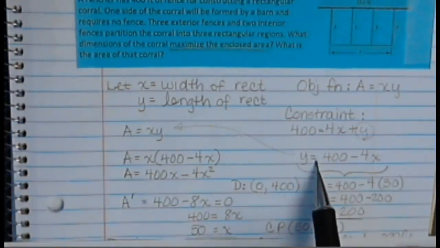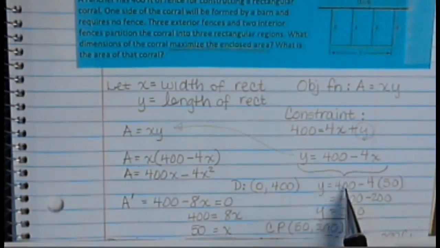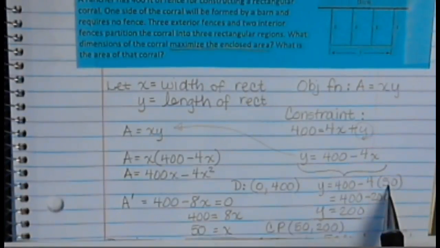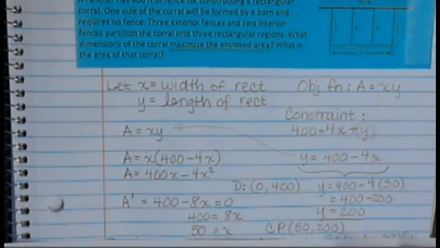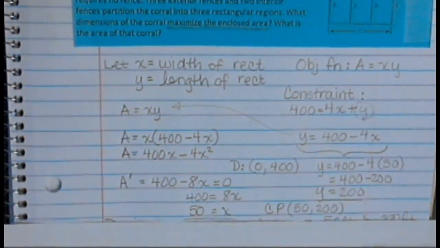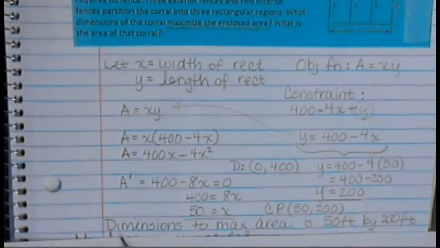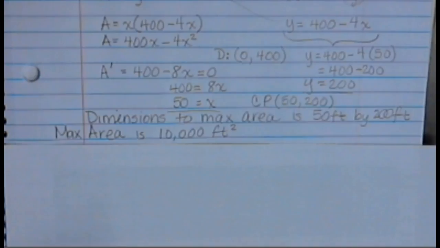So we're going to plug that into our y equation. So here we are plugging it in. y is equal to 400 minus 4, instead of x I'm going to put 50, and solve for y. y is 200. Remember, x comma y is our point, our critical point. Since we only have one critical point, we're going to assume that that is our maximum. So they wanted us to find the dimensions to maximize the area, and we found that to be 50 feet by 200 feet. And the maximum area is 10,000 square feet.